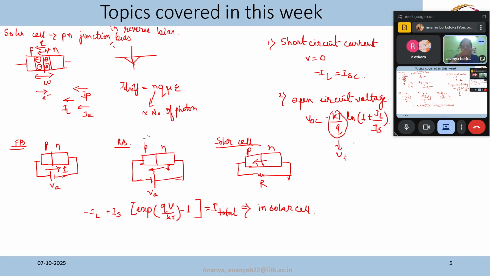Okay, then there are other terms associated with the solar cell, like fill factor. I'll just give you the formula directly. This is Vm into Im by Isc into Voc. You know what Vm and Im are? This is the voltage and current for which the solar cell is generating maximum power.